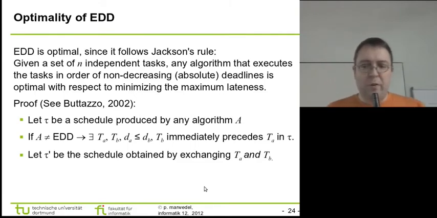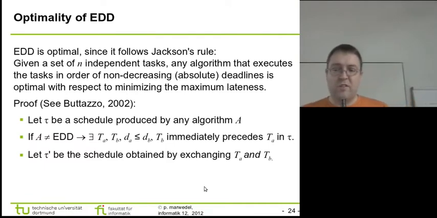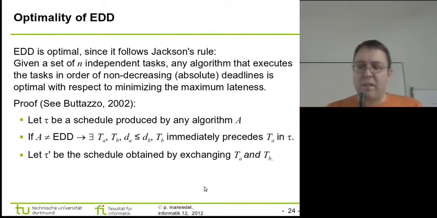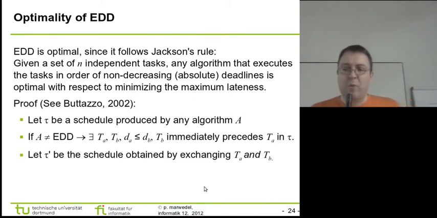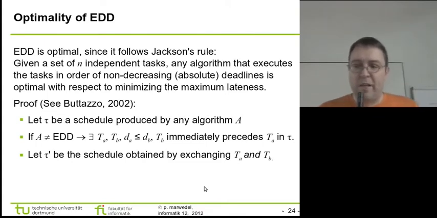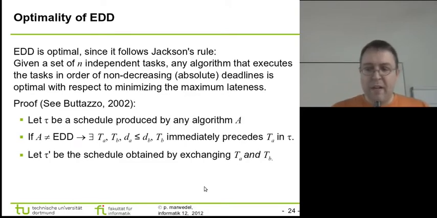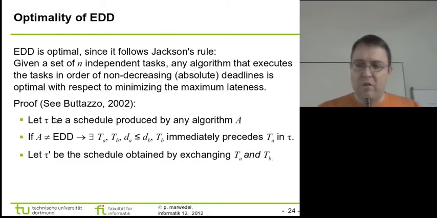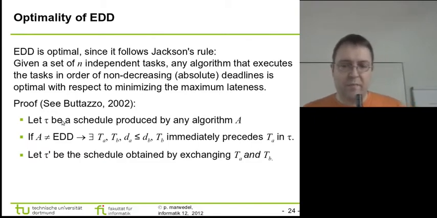We can actually prove that EDD is an optimal scheduling approach for this problem, since it follows so-called Jackson's rule. Jackson's rule describes that if we are given a set of n independent tasks, any algorithm that executes these given tasks in order of non-decreasing absolute deadlines is optimal with respect to minimizing the maximum lateness. The proof has been given by Buttazzo in 2002, and this starts off with a schedule. Let us assume we have a schedule sigma, which is produced by any algorithm A, so it just defines any order to execute tasks.